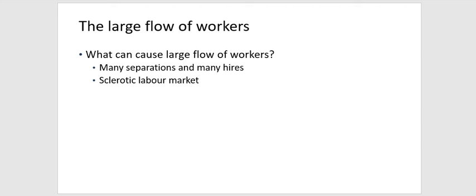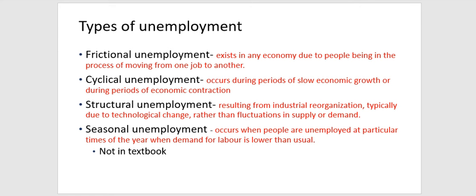One, an active labor market. An active labor market is one with many separations and many hires, that is, workers entering and exiting the unemployment pool. Two, a sclerotic labor market, where there are few separations and few hires and a stagnant unemployment pool. In most cases, we economists vouch for the active labor market, where there are many separations and many hires, because in that way it shows that our economy is active.